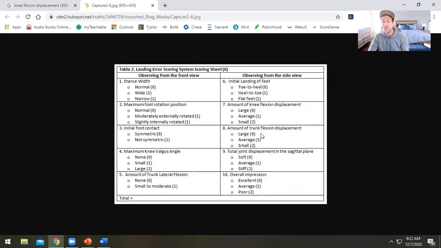And then amount of trunk flexion displacement. So we're looking for the same thing: do they have an excessive lean, or do they land efficiently?